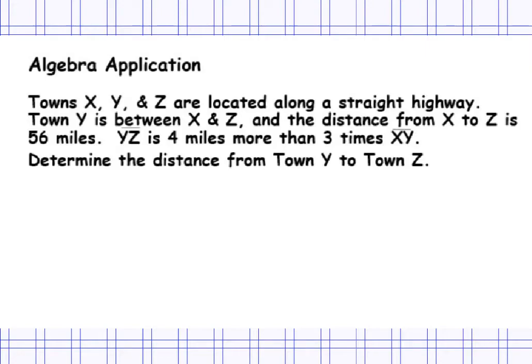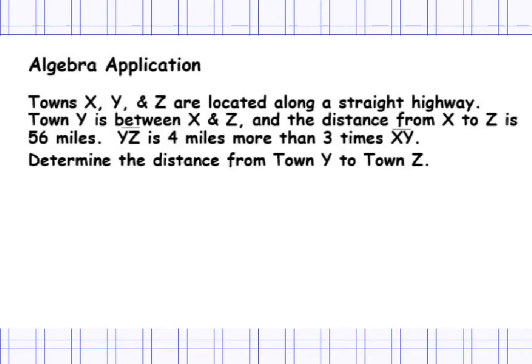Okay, for our last question today, we're going to use the segment addition postulate to help us solve this algebraic application problem. Towns X, Y, and Z are located along a straight highway. Town Y is between X and Z, and the distance from X to Z is 56 miles. YZ is 4 miles more than 3 times XY. Determine the distance from town Y to town Z.